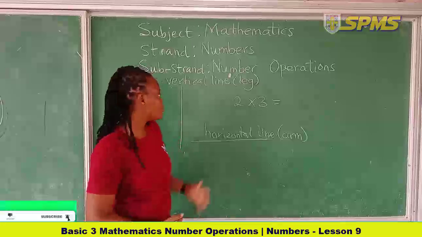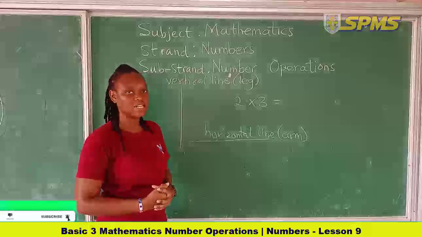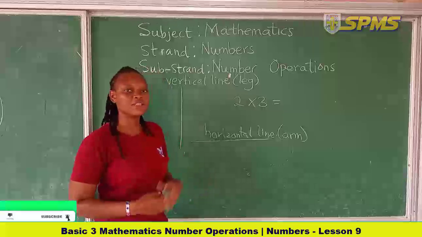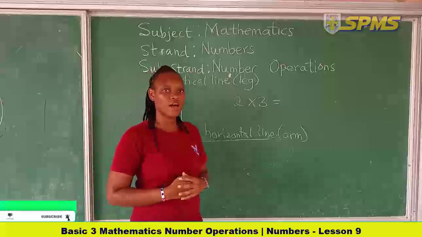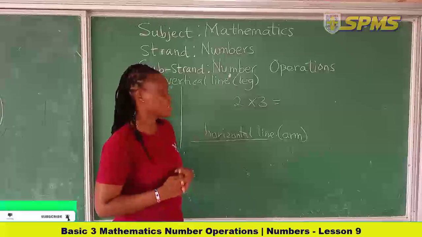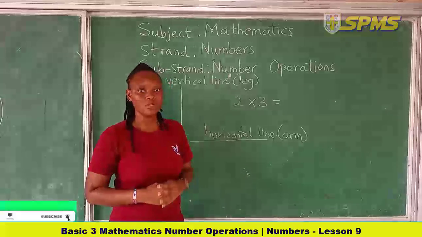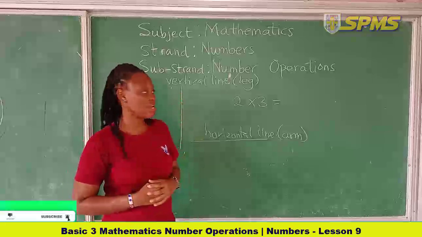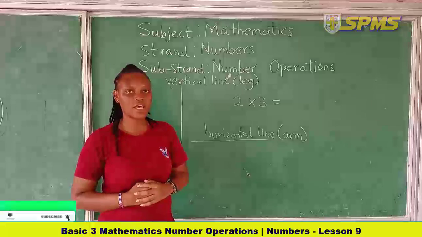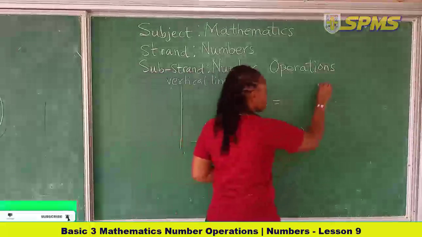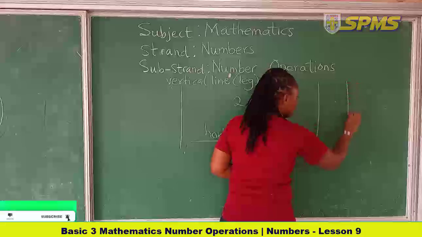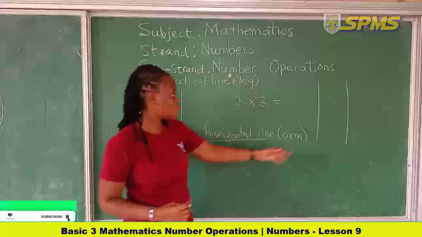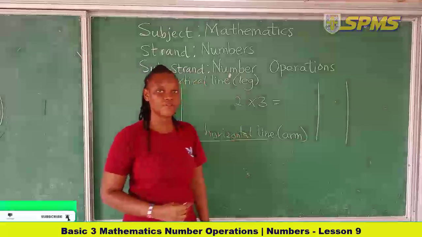Good. So we have the vertical line, which is the leg, and then we have the horizontal line, which is the arm. Now let us find out the answer for 2 times 3. So first of all, we'll take the vertical line, which is the leg, and then make 2 of the legs. So we'll draw 2 vertical lines. Very good. We'll draw 2 vertical lines as we have here.